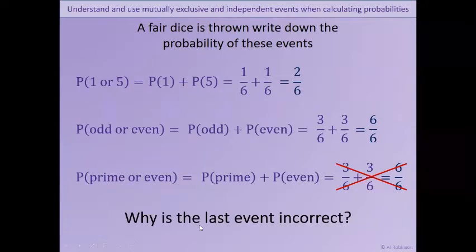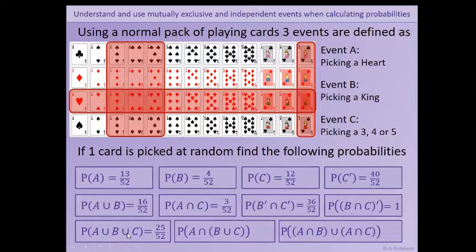Okay. Why is the last event incorrect? Any ideas? Okay, so we've got probability of A union B union C. So all of A, which is pick a heart, all of B, which is a king, and then all of C, so numbers with 3, 4, and 5 on them. So that's in total 25 out of 52.